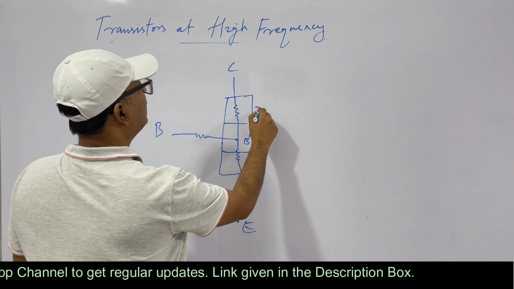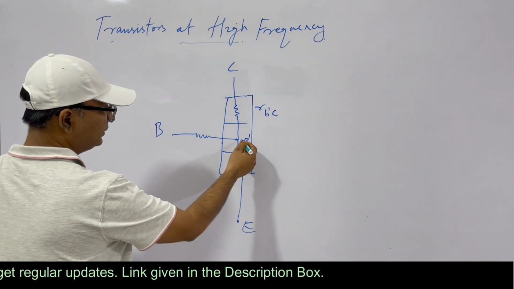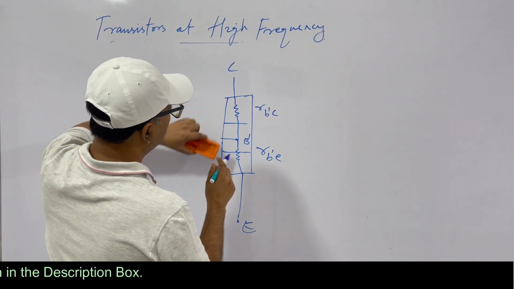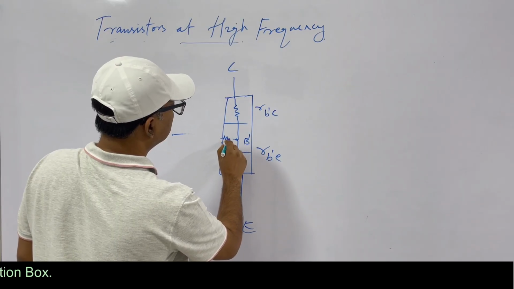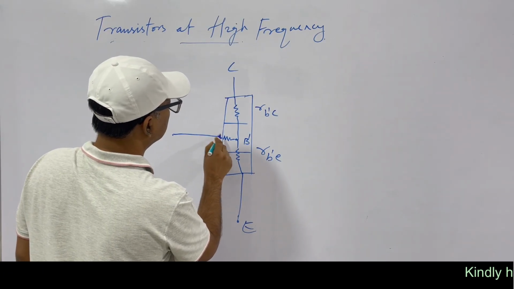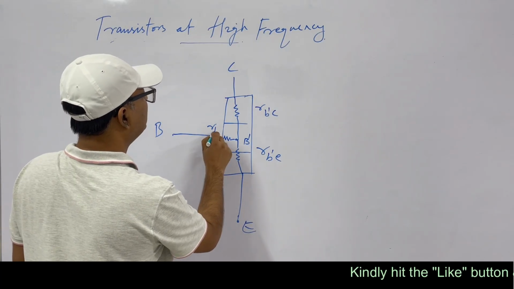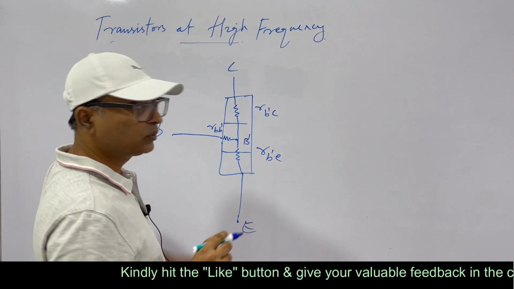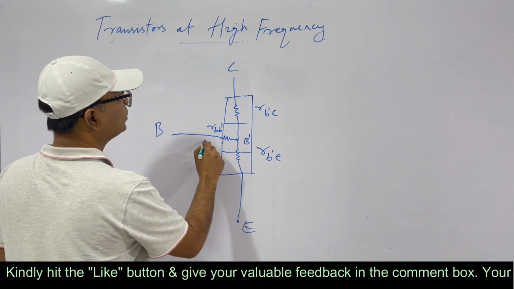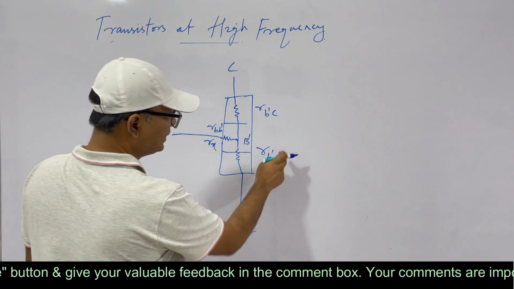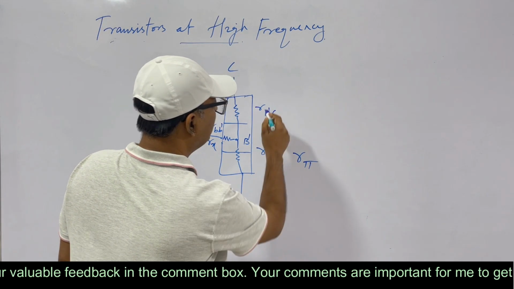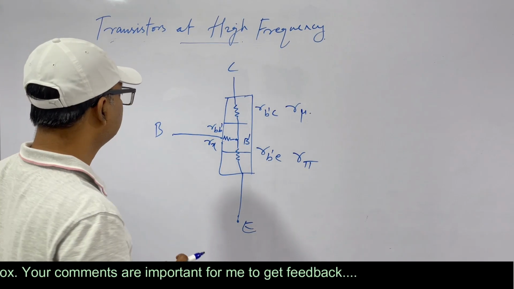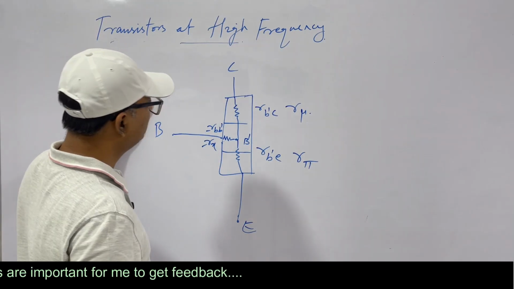This is resistor RB'C. This is RB'E, and this is not here. This should be drawn inside the transistor. So this resistor is RBB dash. It is called the spreading resistor. And in some books you will find this RBB dash is called Rx. This RB'E is called R pi, and RB'C is called R mu. So you should remember both terminologies, because you may find this or this in your question.